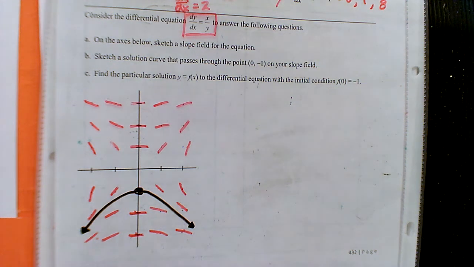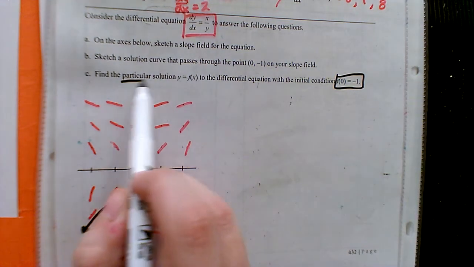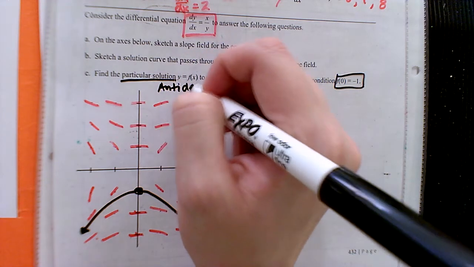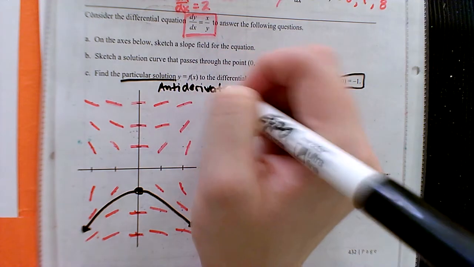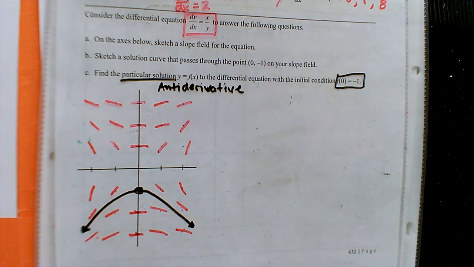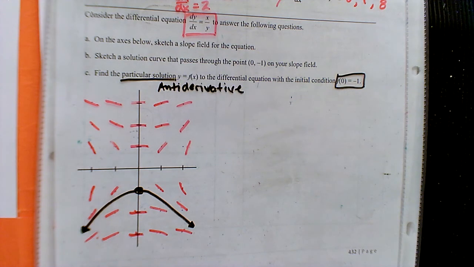Okay, let's try C. So now that we drew the solution curve at that point (0, -1), they're asking us to find the particular solution. Okay, that antiderivative, the exact equation that would have that graph. So this is going to be the by hand or the calculus part. So let's go ahead and take a look at the derivative at the top. We want to work backwards, aka integrate that derivative equation. How might you want to do that?